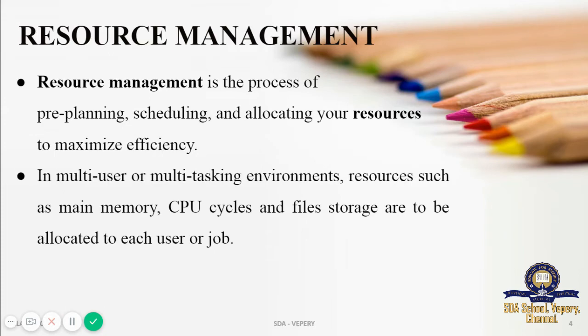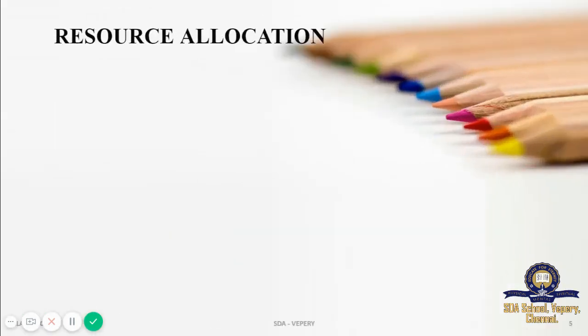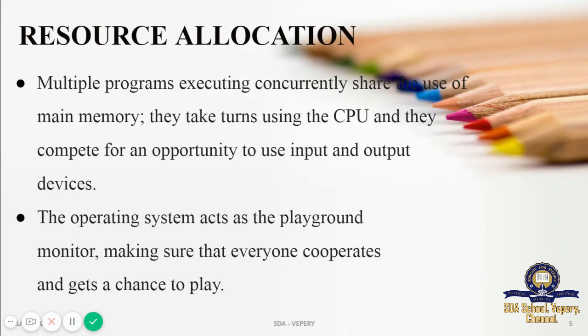So how does it allocate? We'll see how it is allocating. Here, multiple programs are executing concurrently. They share the use of the same main memory. They take turns using the CPU and they compete for an opportunity. What do you mean by compete here? Competition. They will just wait. They are just eagerly waiting for the resource to be allocated.